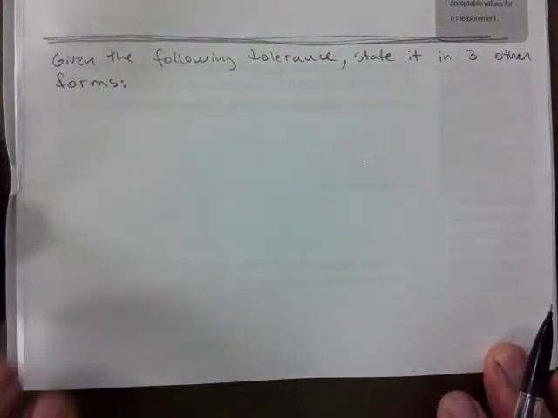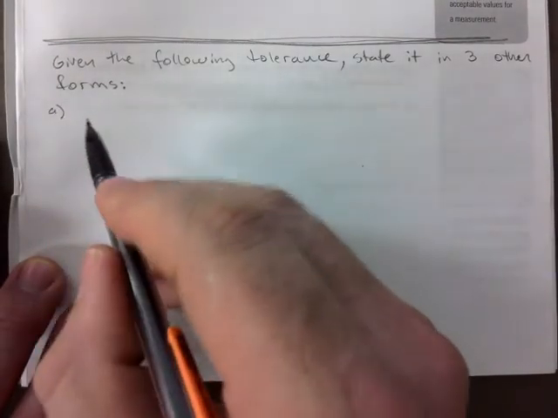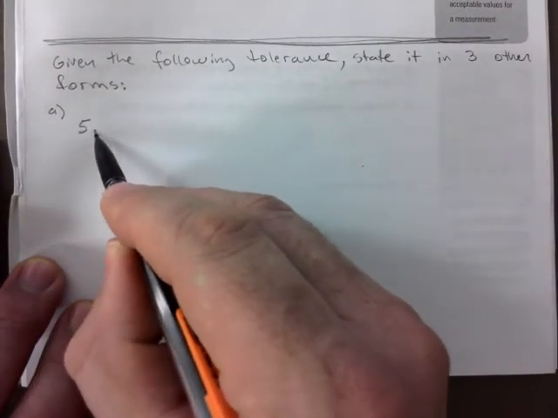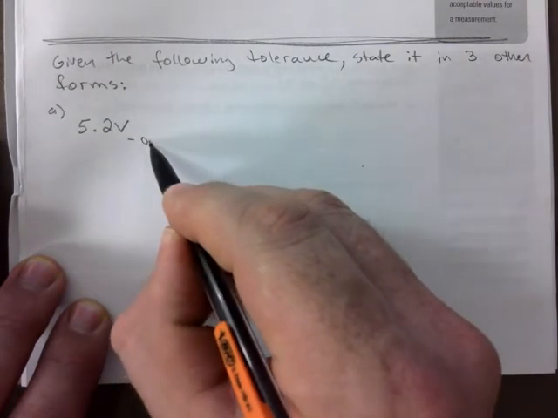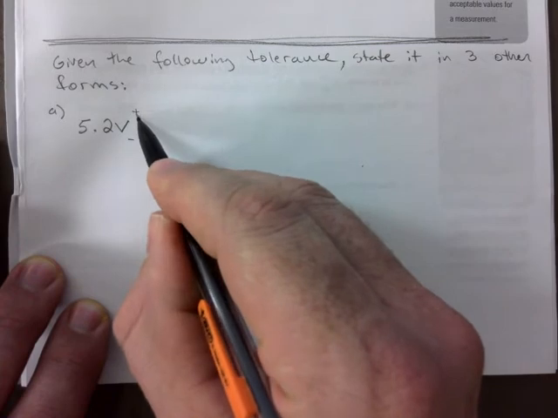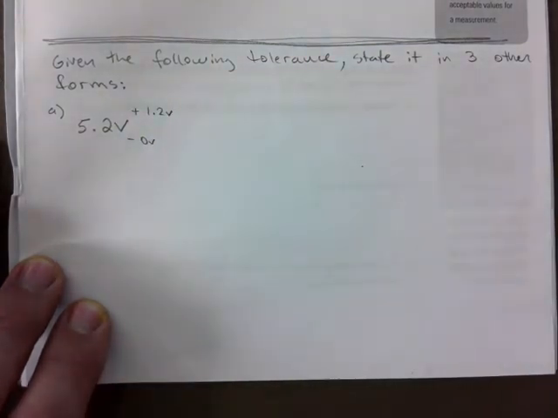Stated in 3 other forms. Well, we'll just go with A here. 5.2 volts minus 0 volts plus 1.2 volts. Write that down.